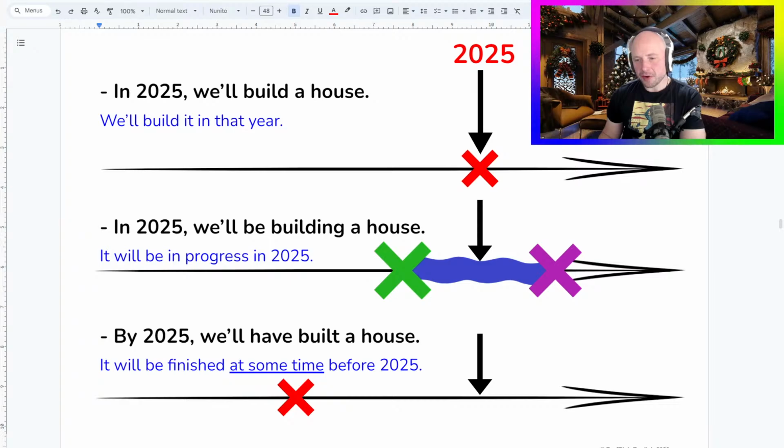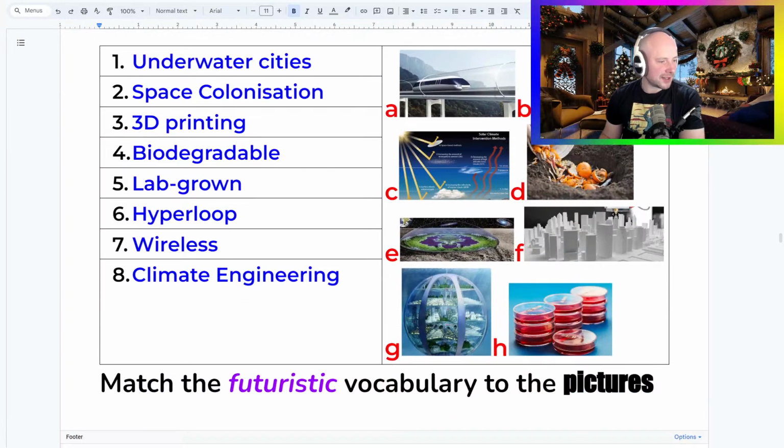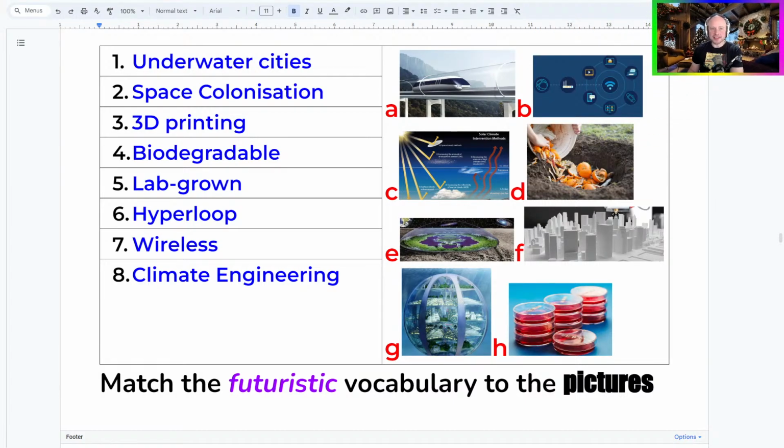Okay, so I did promise some vocabulary for the future, didn't I? So here you go, folks. Here's some vocabulary relating to the future. We have underwater cities, space colonization, 3D printing, biodegradable, lab-grown, hyperloop, wireless, and climate engineering. I want you to match the vocabulary to the pictures. Very nice arrows. Oh, thank you very much. It took me 5 hours. Match the vocabularies to the pictures.